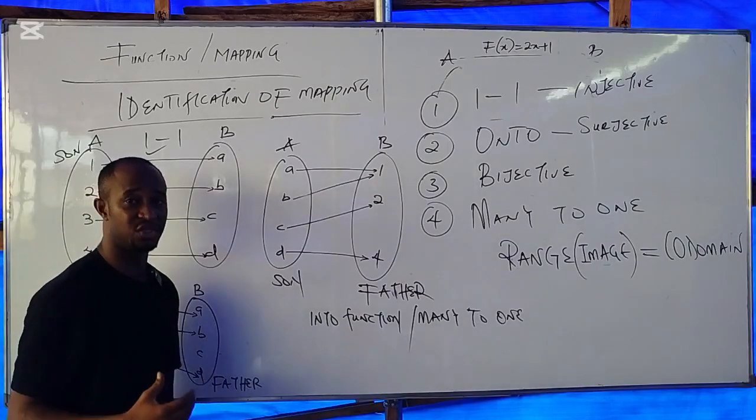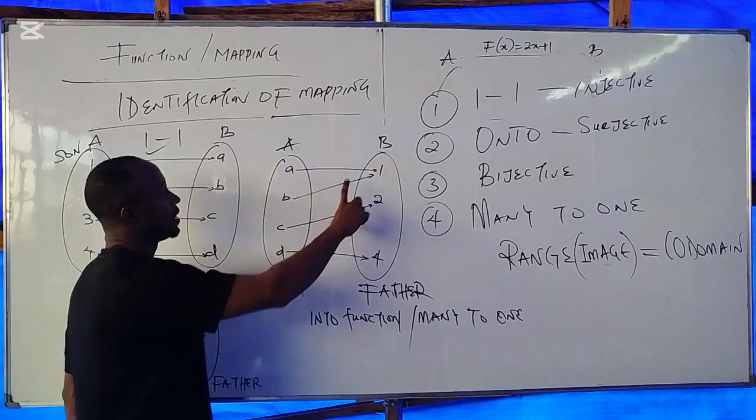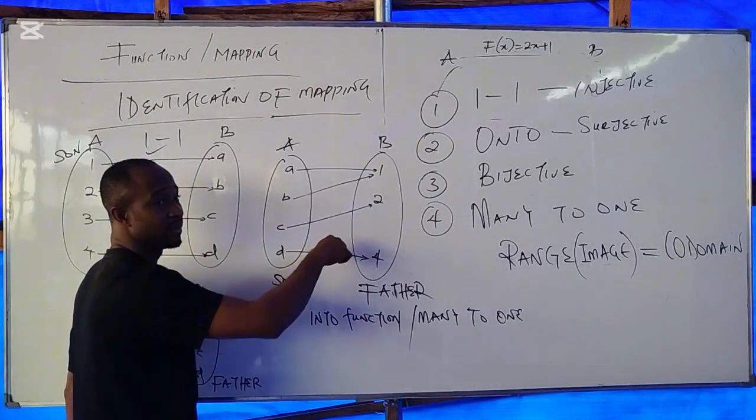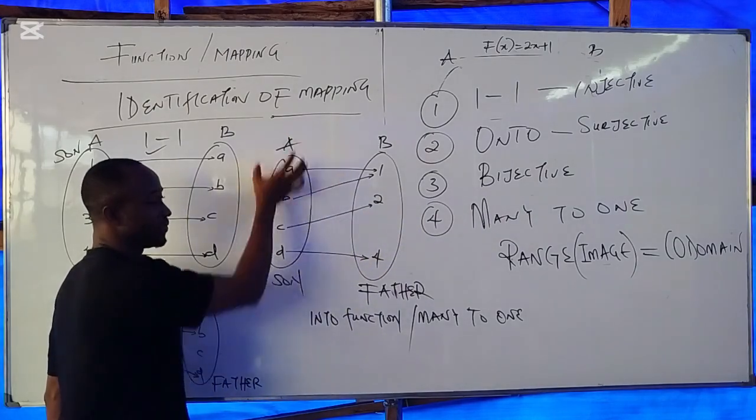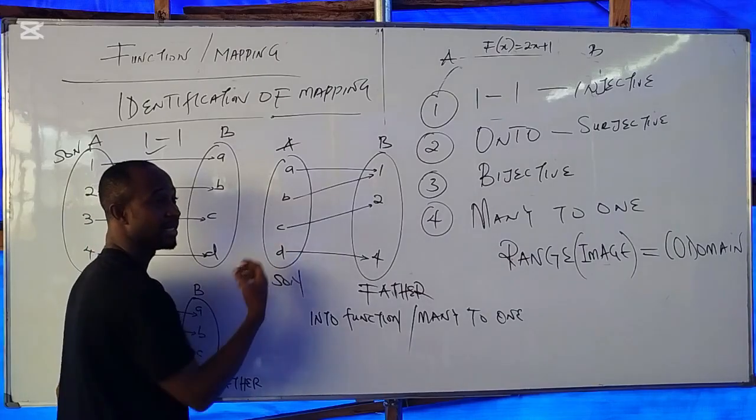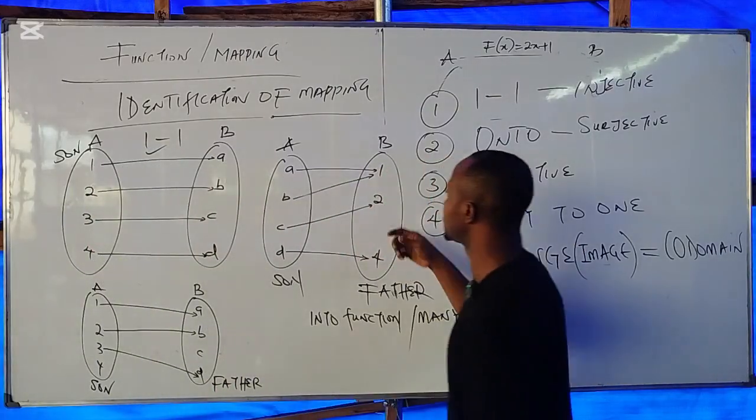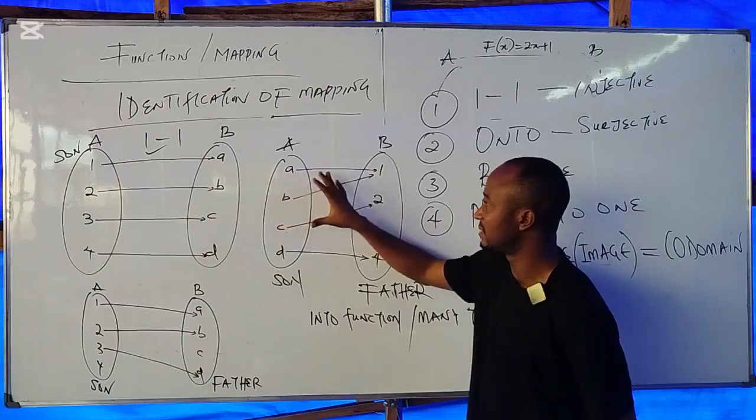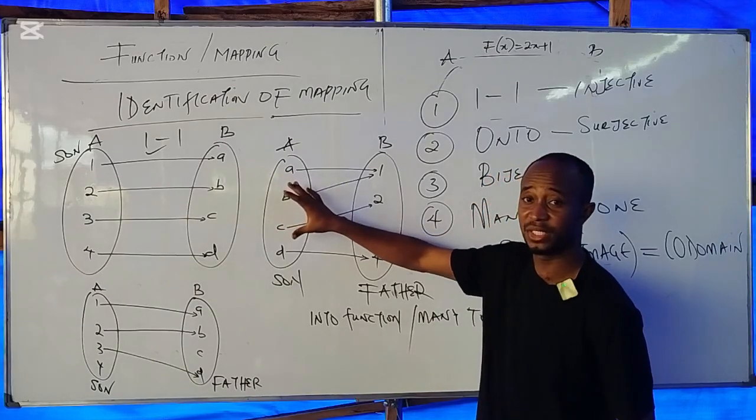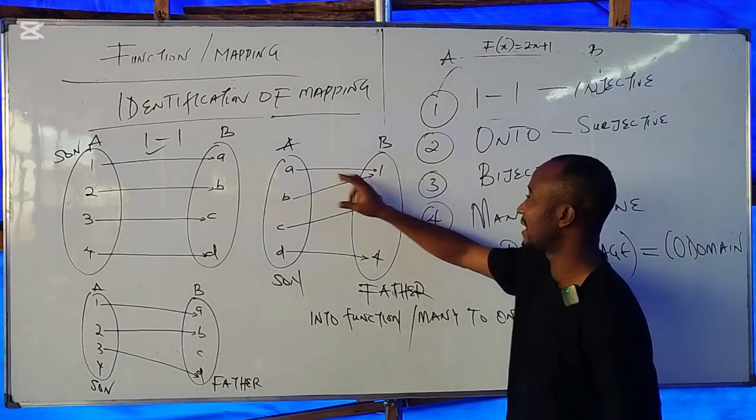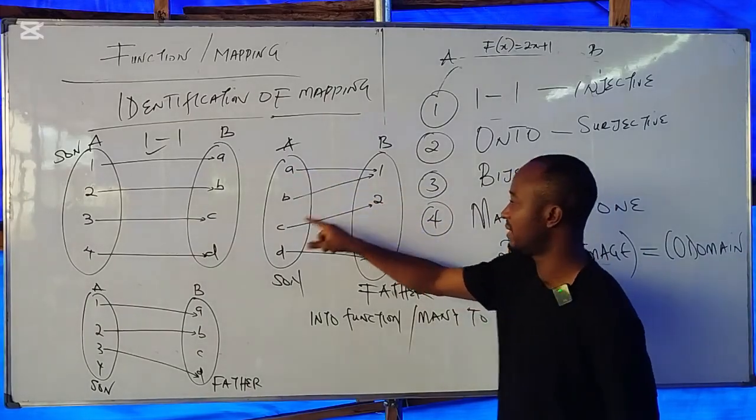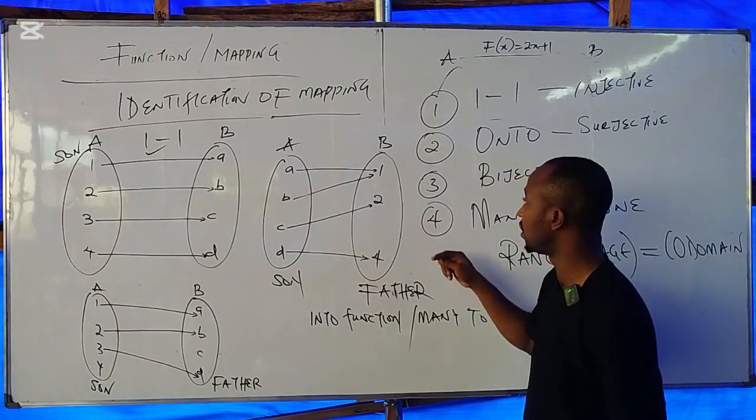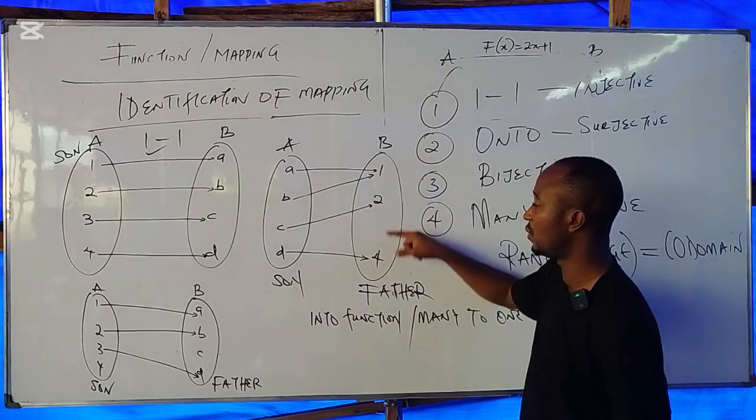What do we mean by the word range? Range simply means all the elements in the codomain that are linked to members of the domain. It talks about which of these elements in the codomain are assigned to some elements in the domain. Look at this now. 1 is assigned to some elements. 2 is assigned to some elements. 4 is assigned to an element. That means the image or the range of this function is 1, 2, and 4.